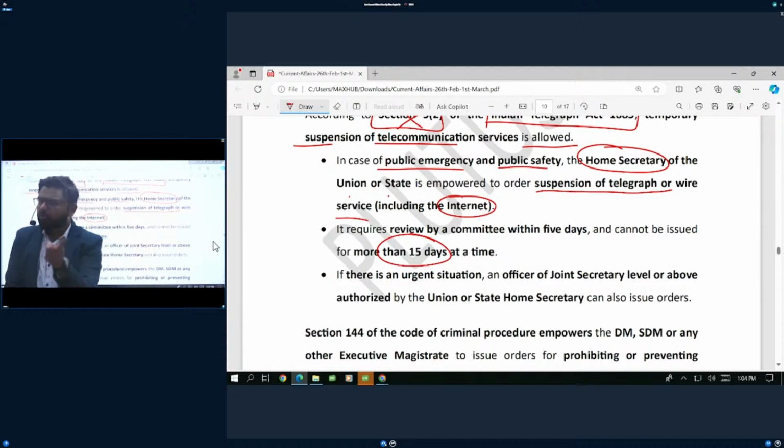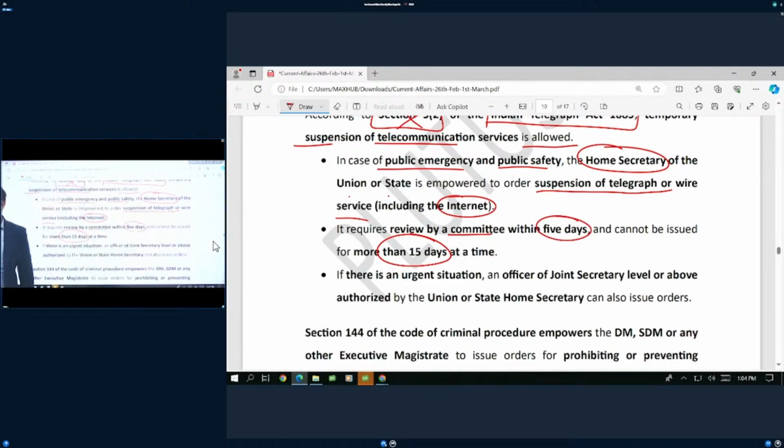You can renew the order again, pass it a second time, pass it 3 times, so every time that order is renewed. Okay. And as soon as you give the order, it must be reviewed by a committee within 5 days. So for 5 days you can impose the order without review. Within 5 days a review shall be there.